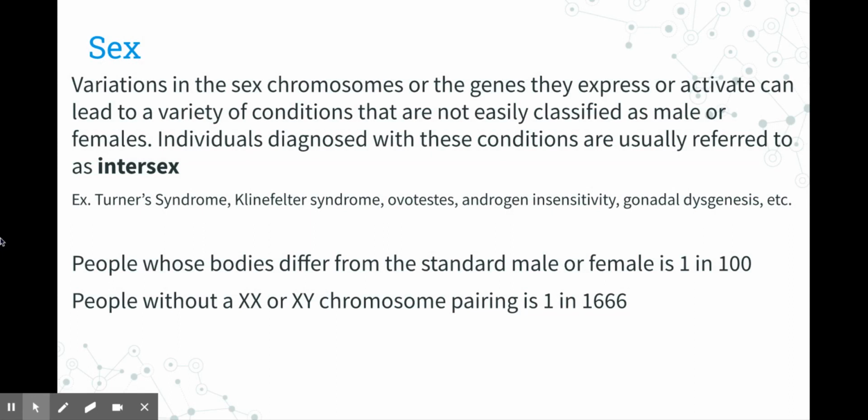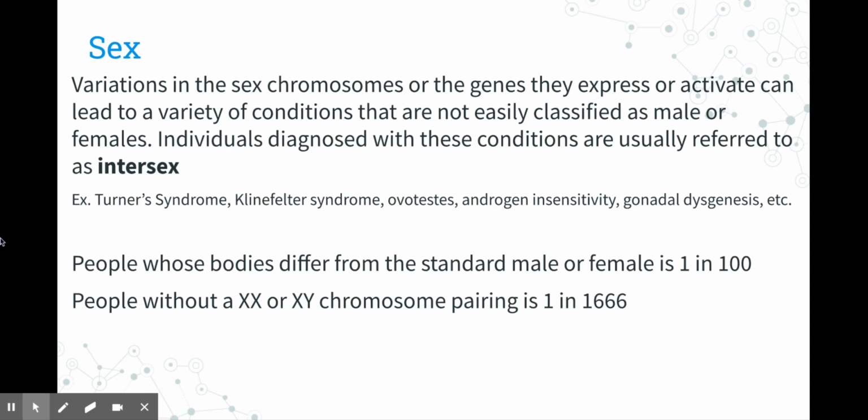Now, sex is not always as straightforward as XX or XY, and sometimes there are a number of conditions that can lead to an individual being diagnosed as intersex. This can occur where the chromosomes don't arrange themselves in a way that we would consider typical. So XX or XY is the typical state, but about 1 in 1,600 individuals will not have a typical XX or XY chromosome pairing, and they are usually referred to as intersex.